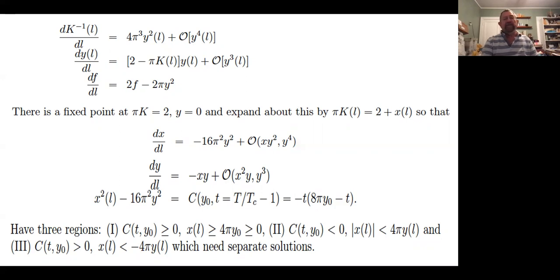And of course, this integration constant depends on the initial value of y and the initial deviation from tc.